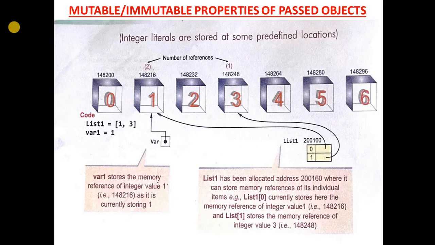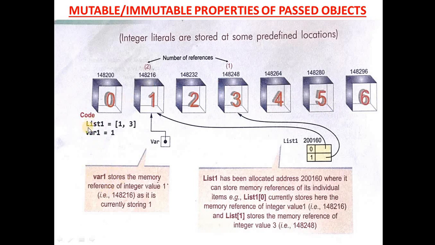Okay, so you can see clearly that integer literals are stored at some predefined locations. In this topic we are going to see how integers, the immutable data, are stored, and how mutable data is stored. We have learned that integers are immutable. Is it not? So how is it being stored?